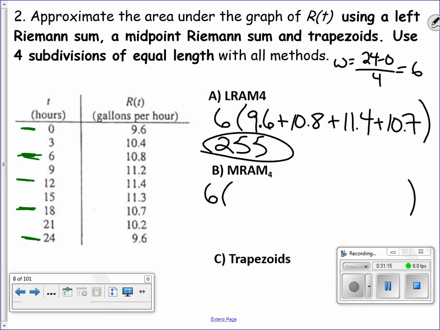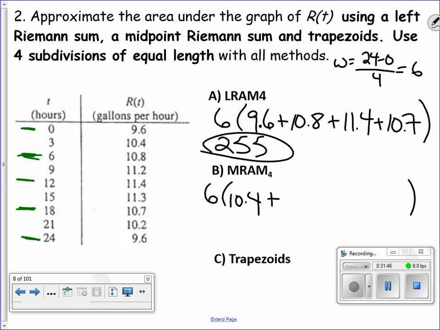Now we find out those extra points are relevant. This is why we needed them. Because, for our first rectangle, the times are going from 0 to 6. We don't want either one of their y coordinates. We want the y of the midpoint. So we want the y coordinate 3. So our first rectangle has a height of 10.4.